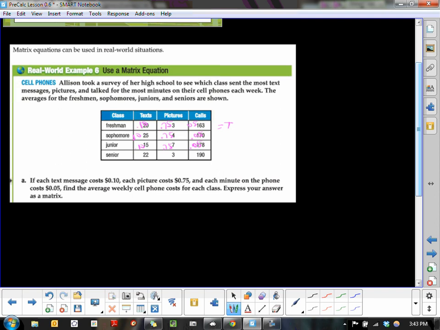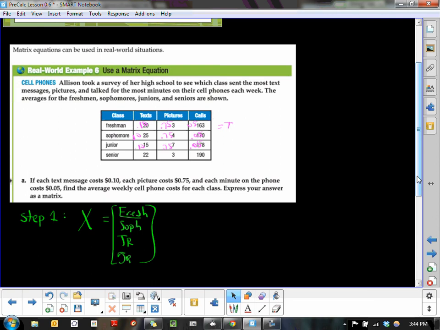But we're asked to use our matrices, so can we come up with a matrix equation to help us simplify this? My first step is, how can I get this to model a matrix? I want to get a total for my classes. So I want to use the matrix X to represent my totals: my freshman total here, my sophomore total here, and my junior and senior totals here. To get these totals, I want to take the freshmen's texts times 10 cents, then their pictures times 75 cents, and so on for all of these.